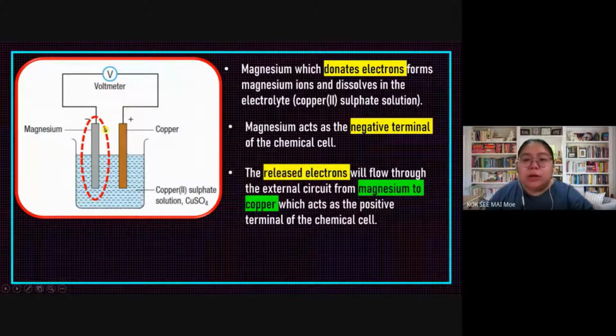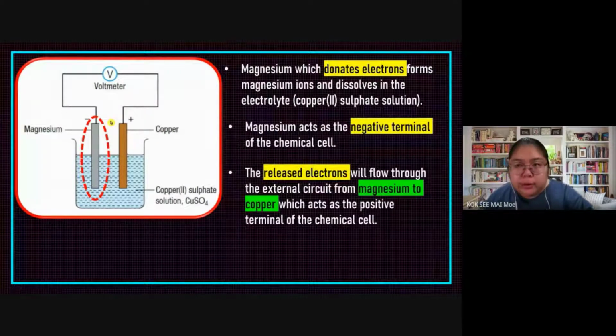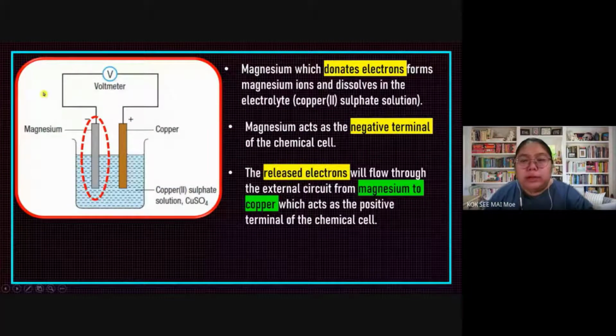Now, copper is what? Copper is the positive terminal. So electrons start to move, pass through the voltmeter, go to the copper, which means there is current already. Agree or not? Because electrons start to move already. So the current will pass in the opposite direction. The current will start from the positive and go to the negative.